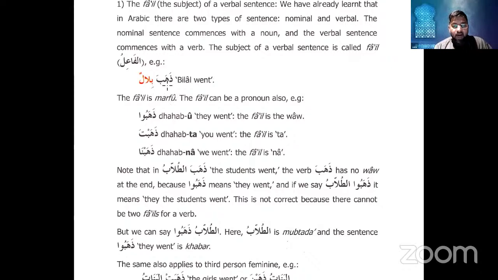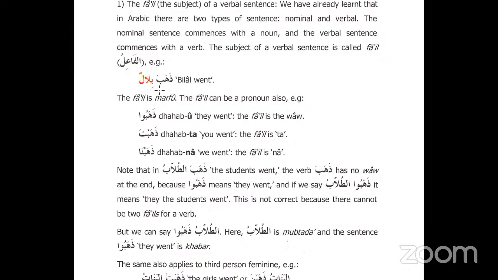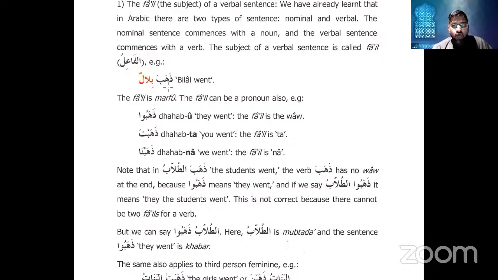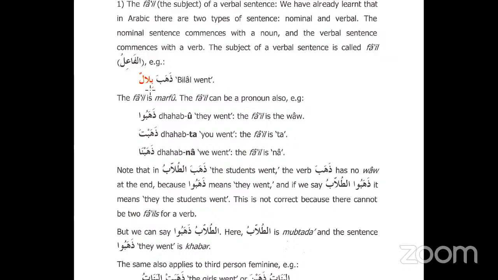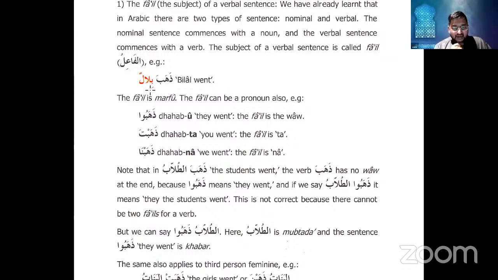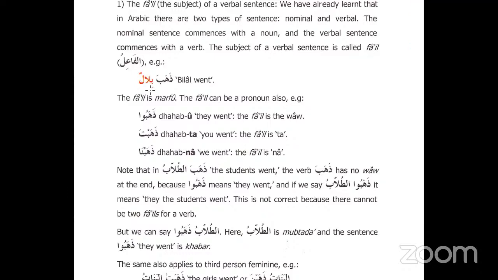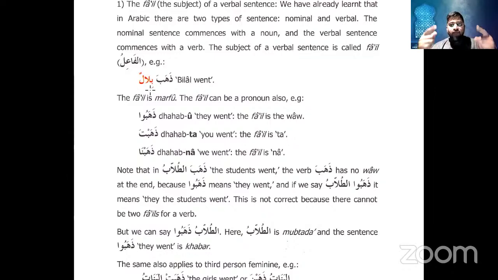So here, fa'il, dhahaba Bilal, Bilal went. If we remove Bilal and just said dhahaba, then the translation would be he went. Even in translation, we do not say Bilal, he went. We just say Bilal went, correct? Because for one verb, he is replaced by Bilal, a noun. So you cannot have two doers for one verb.